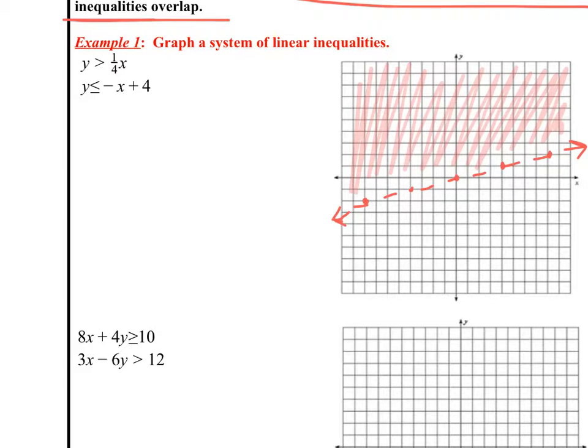We use blue. Y is less than or equal to negative x plus 4. My slope is negative 1. My starting point is at positive 4. So we start at positive 4. I'm going to go down 1, right 1. I'm just going to go ahead and get the line for this one, so we know what that's going to look like. It should be solid because it can be or equal to.